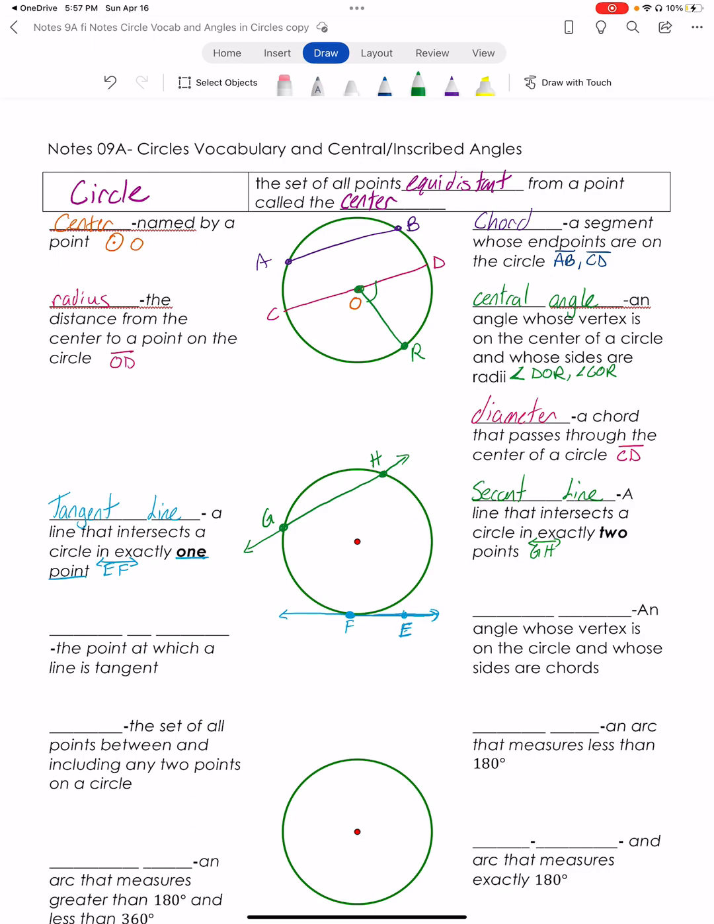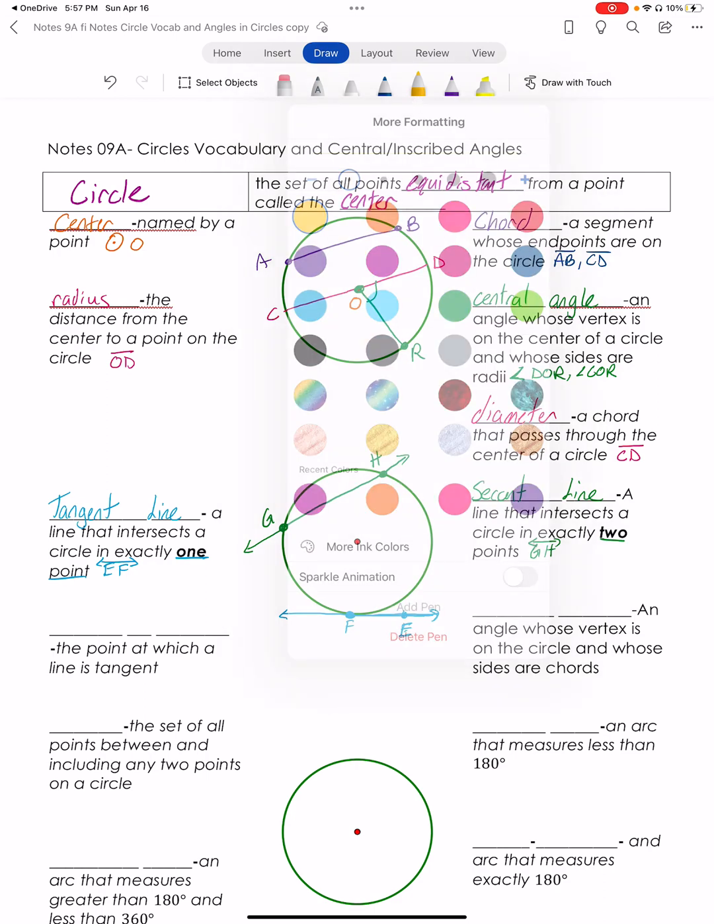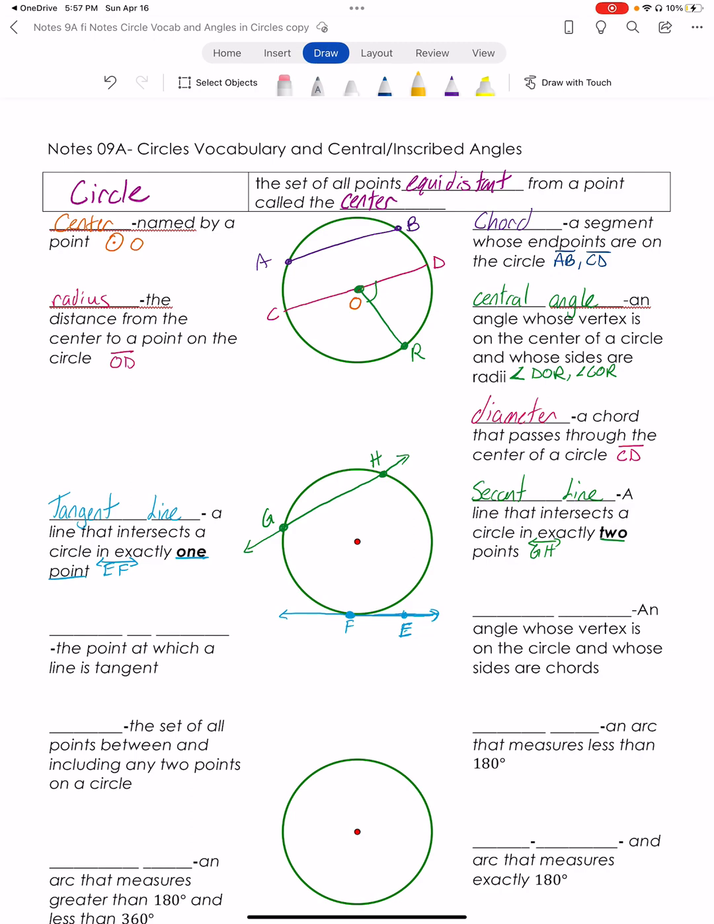So chords have endpoints, they're segments. A secant line keeps going. So again, 2 points. Now, point of tangency is the point at which a line is tangent. In this case, it would just be F there, would be our point of tangency.